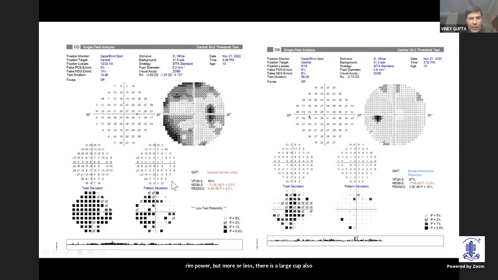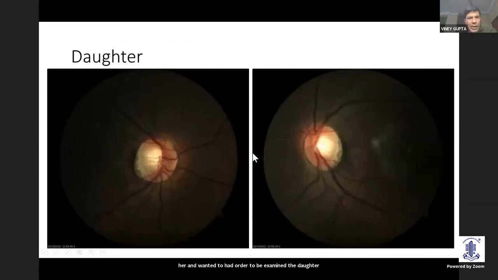We then went on to look at the daughter, because the mother had got the daughter with her and wanted her daughter to be examined. The daughter also has an inferior nasal step, typically glaucomatous. And when we looked at the daughter, she does not have that kind of cupping, but she had some amount of pallor of the neuroretinal rim. And therefore, this was again a case of a hereditary optic neuropathy.